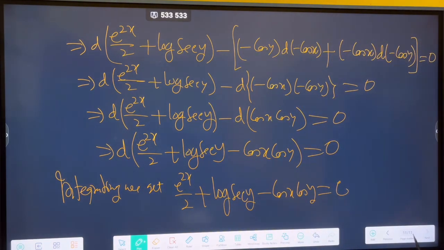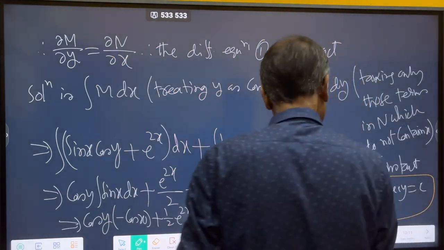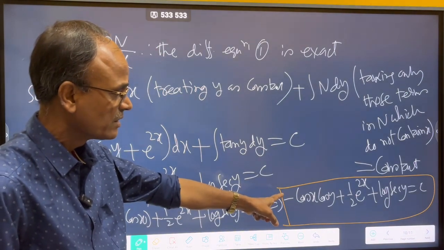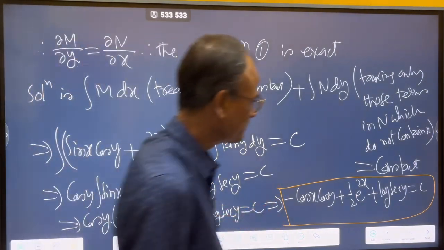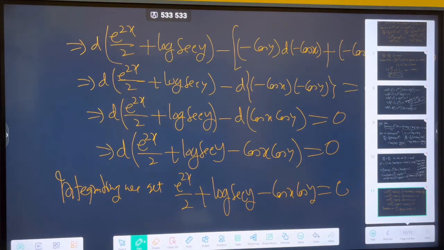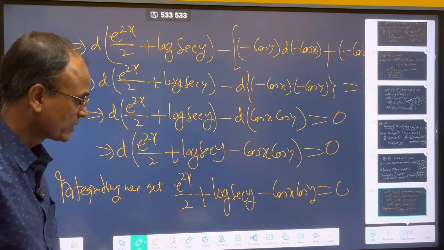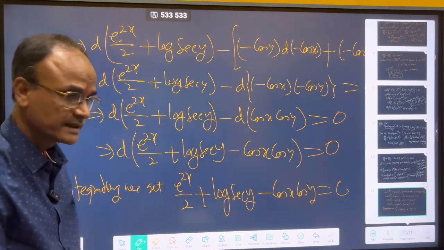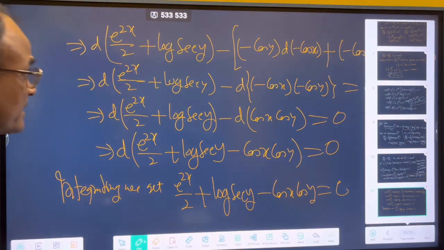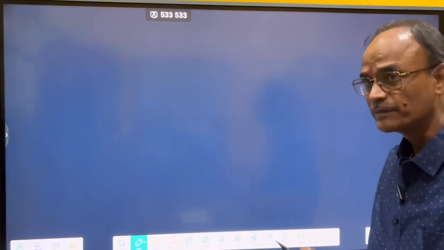You have got the same answer. You see the page number. We have got the same answer. Therefore, we have solved this problem in two different ways. Now, let us take another problem.